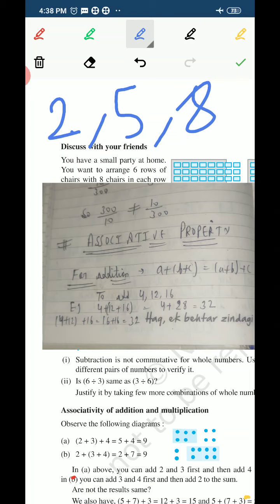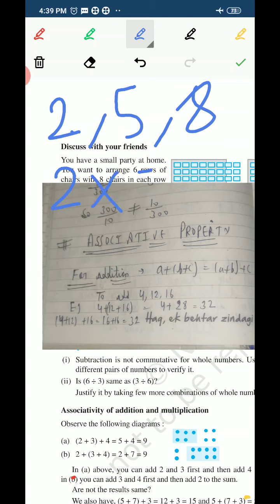Like we have checked the closure property for addition, multiplication, subtraction and division, which was satisfied for addition and multiplication but not for subtraction and division, and also the commutative property, which was satisfied for addition and multiplication but not for division and subtraction. Similarly, we are checking this associative property for multiplication. For addition we have already shown it is satisfied. Now let's see how we will do it.